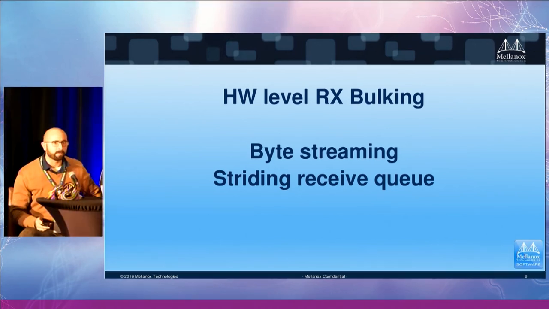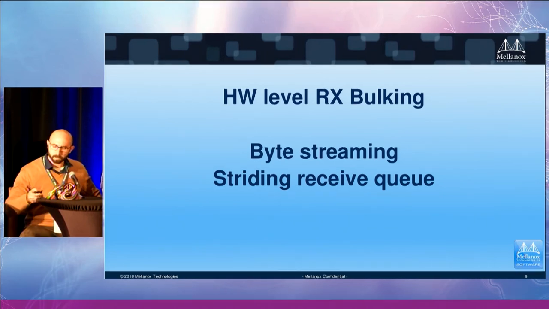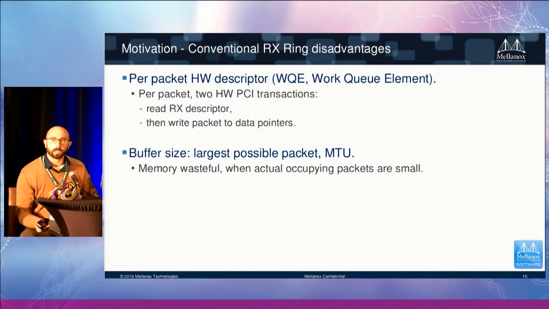So I will talk about the Rx bulking capability we have in our hardware. The feature name is Striding RQ. First I will start with the disadvantages of using the conventional Rx ring. This is our motivation. In the conventional Rx ring, per packet we have a hardware descriptor, and for each hardware descriptor, we do two PCI transactions: one to read the descriptor, and the other to write the packet to its place in memory.